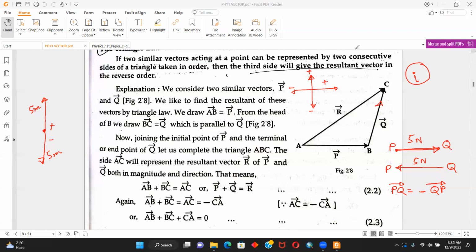So if the question setter asks what is the value of, say, AB vector plus BA vector, what will be your answer? Zero. Zero is the magnitude. And what is the name of that vector? It's a resultant, but specifically it is called a null vector.